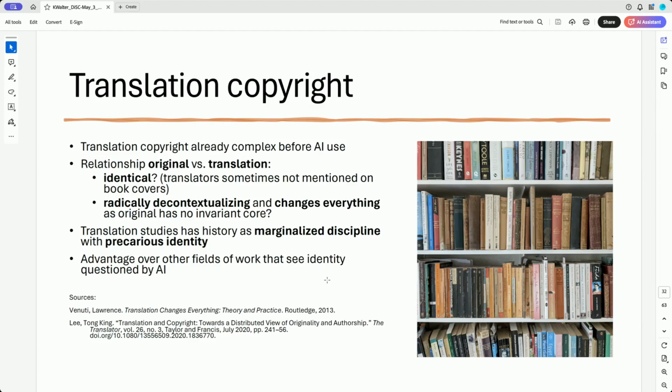This arguably applies to some texts more than others, and I suppose it's informed by deconstructivism in the context of literary translation, or just translation generally, not just literary translation. But I just want to show these positions to show that translation copyright is complex. The identity of a translation is something somewhat precarious. So translation studies has a history as a kind of marginalized discipline with a precarious identity. And there are some people who think that this is now an advantage over other fields of work that see their identity questioned, if not threatened, by artificial intelligence.